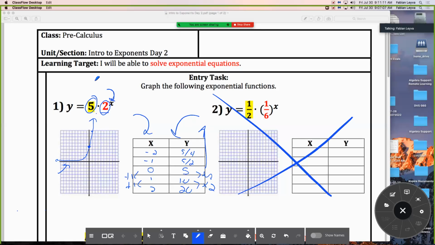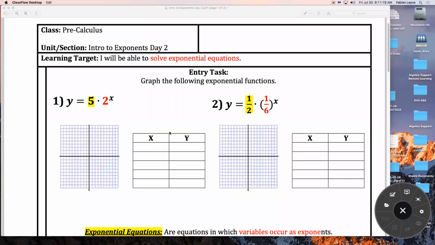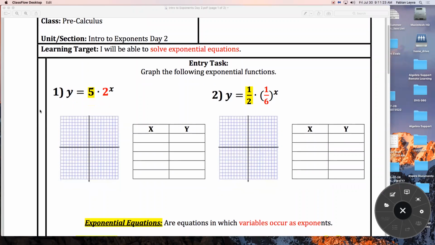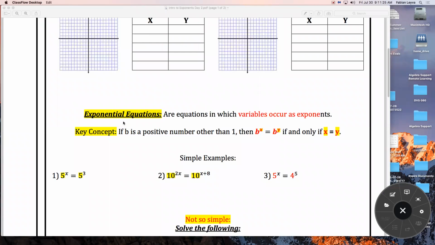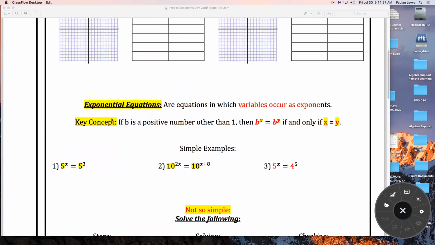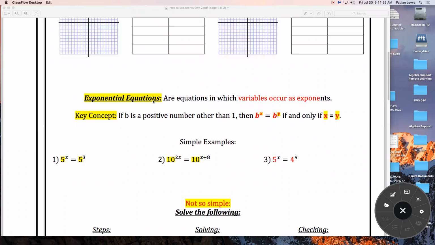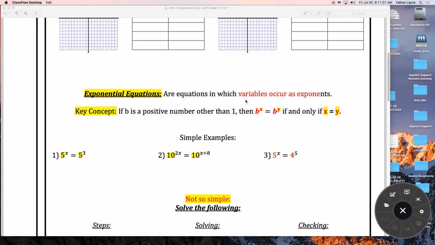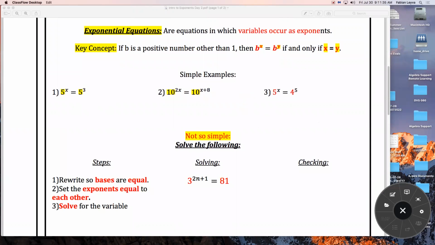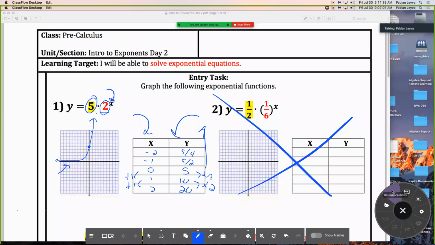So this is pretty much what we covered on Wednesday, just filling out tables and playing with those patterns. Now this is graphing exponential functions. What we're going to start today is solving exponential equations. Just to be sure that we are on the same track, exponential equations are literally just equations that have variables as exponents.